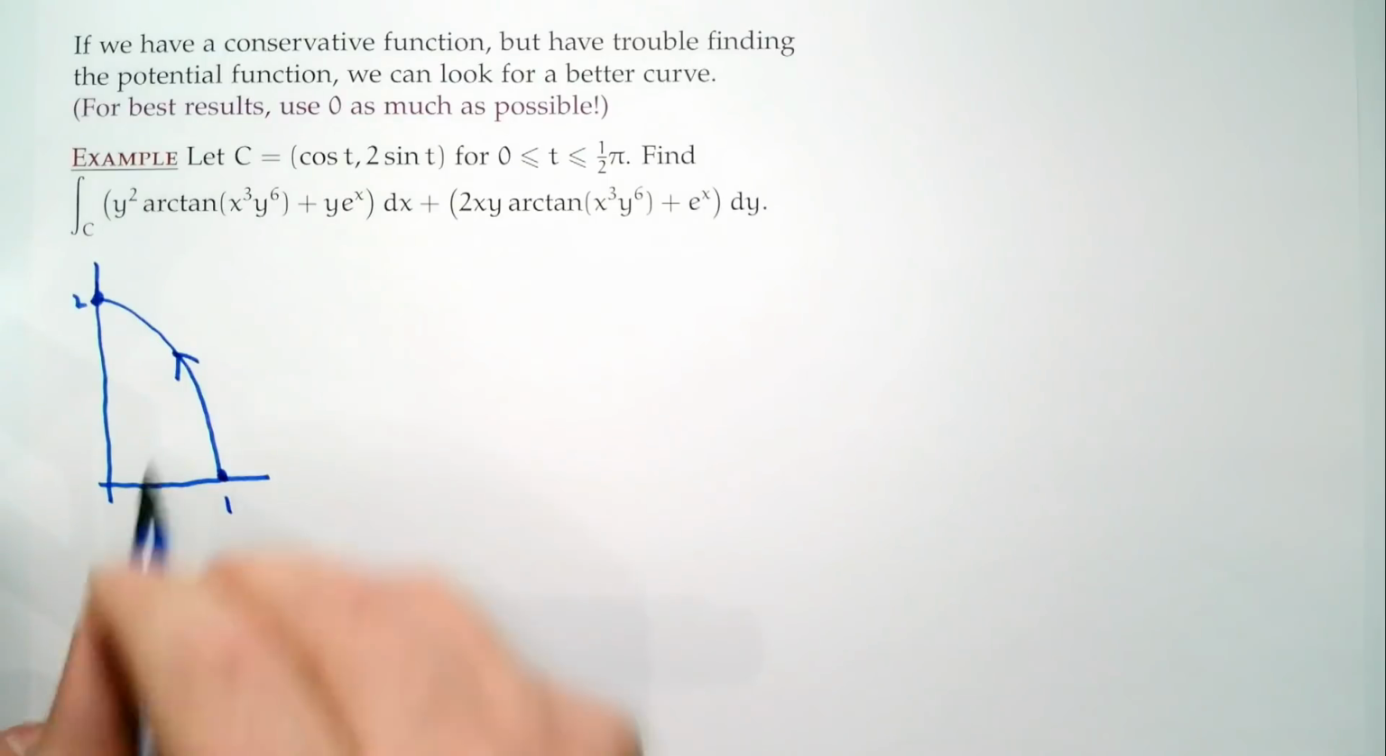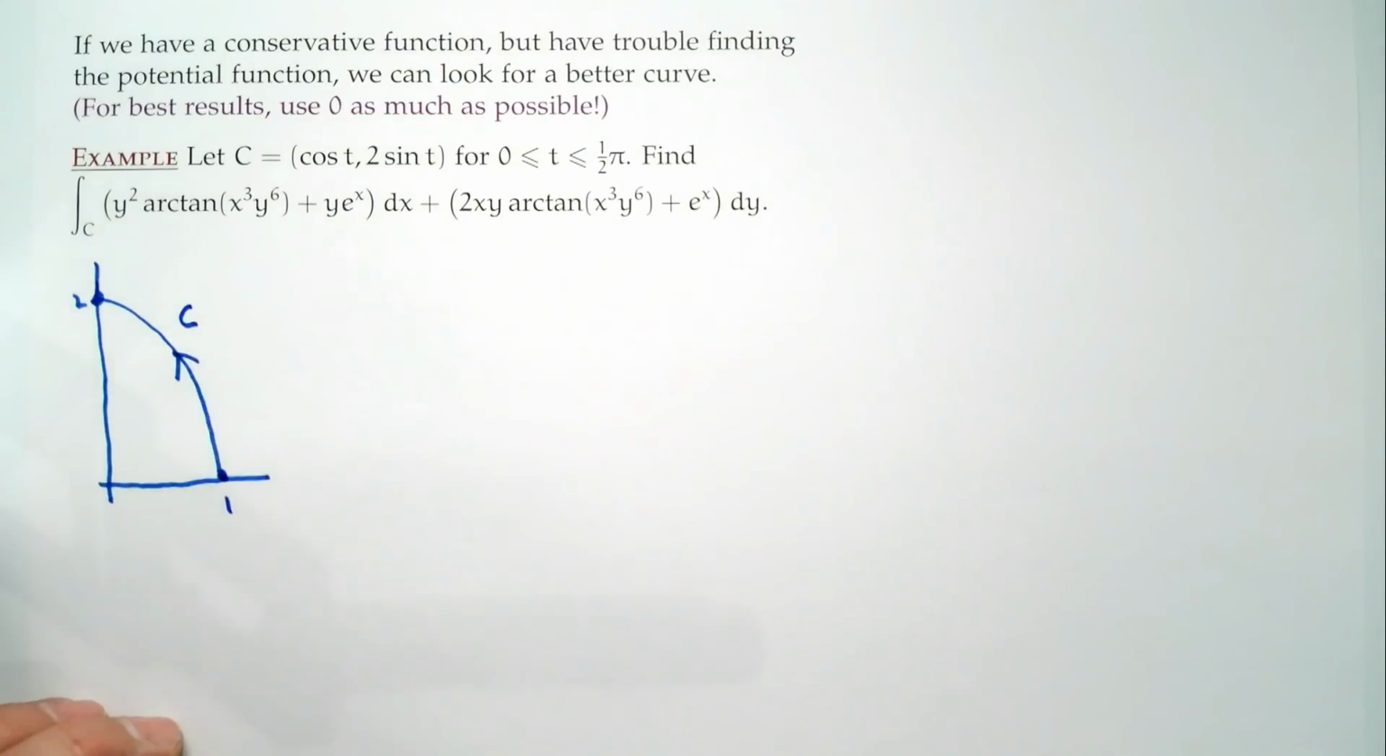Here is C. Now, we're trying to find the integral along C of y squared arctangent x cubed y to the 6 plus y e to the x dx plus 2xy arctangent x cubed y to the 6 plus e to the x dy.